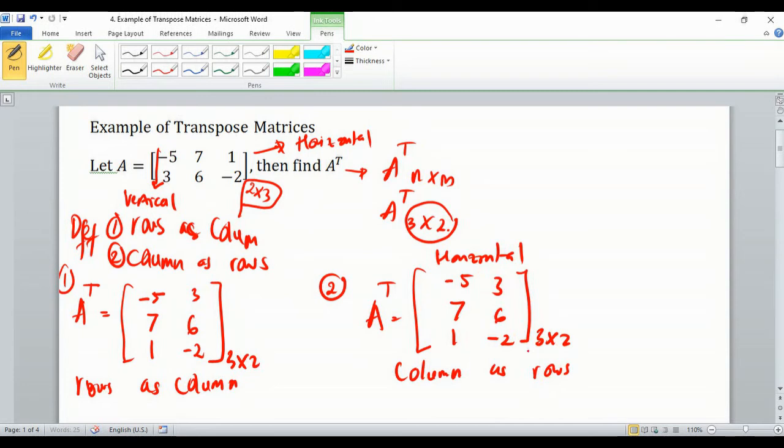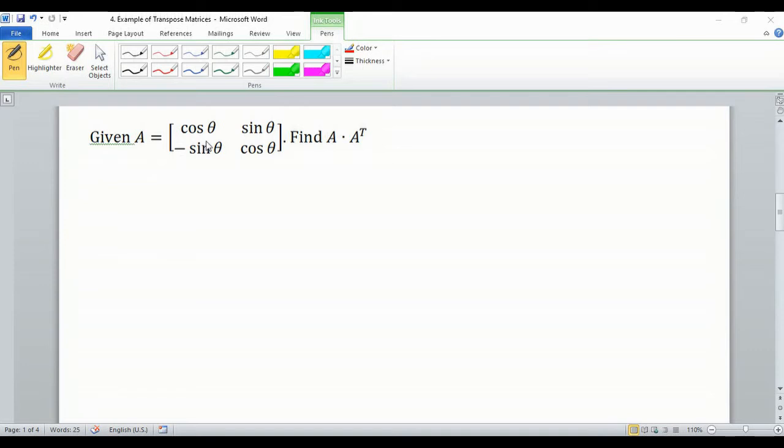So everyone, I hope you understand what I'm explaining. So next we will have another example. Given A equals cosine theta, sine theta, minus sine theta, cosine theta, you need to find A times A transpose. First thing first, you need to find A transpose. Remember, this has dimension 2 by 2, right? So the transpose will have the same dimension, because they are square matrices.